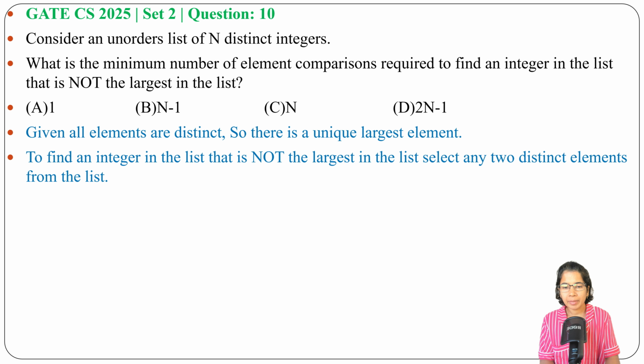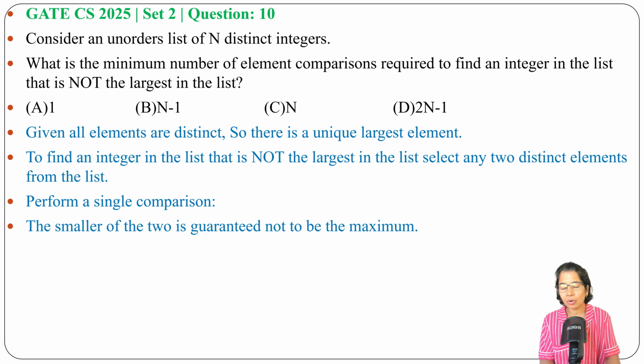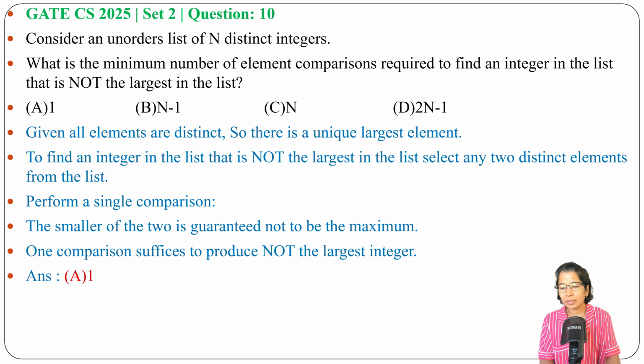To find the element which is not the largest in the list, select any two distinct elements from the list and perform a single comparison. The smaller of the two is guaranteed to not be the maximum. Hence the answer will be option A, order of 1.